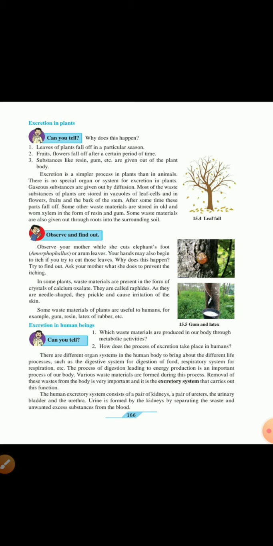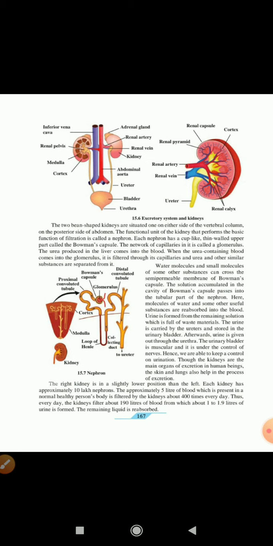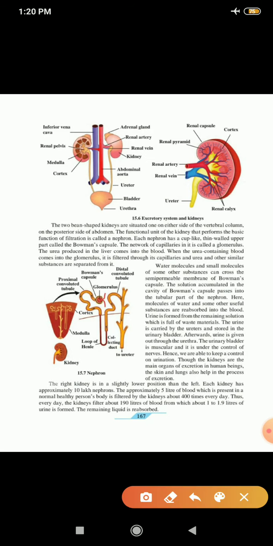Now let us go to the next page, 167. Now look at the pictures there. Figure 15.6, excretory system and the kidneys. Here you can see the inferior vena cava. It's a blood vessel. It is blue in color because it carries impure blood. The red one is the abdominal aorta. You pronounce it as aorta. It's red because pure blood is there.